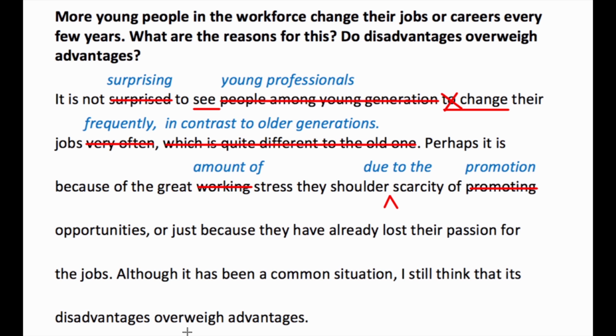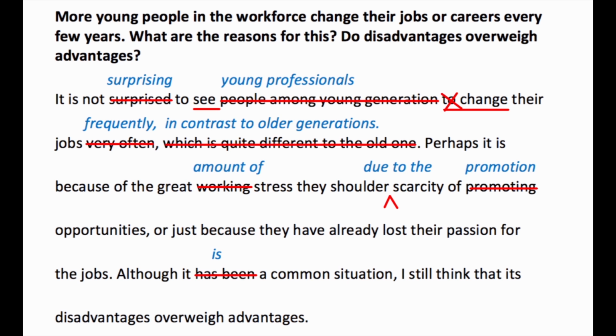Another problem is the grammar. Here we've got has been a common situation. That suggests that it could be finished, but it's not finished. It's still a problem, still a situation. So we need to get rid of has been, and we need to use is. Don't try and use present perfect just because it looks like it's a more complex piece of grammar. Sometimes present simple is what you need.